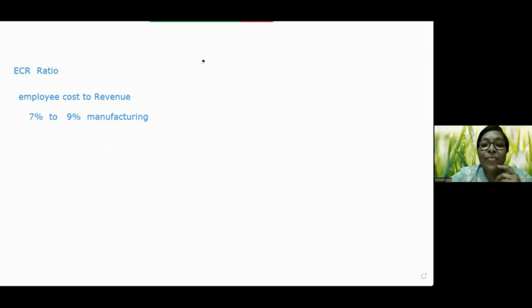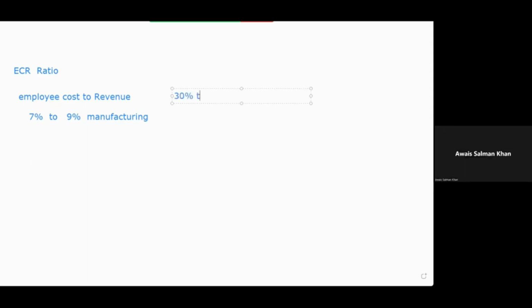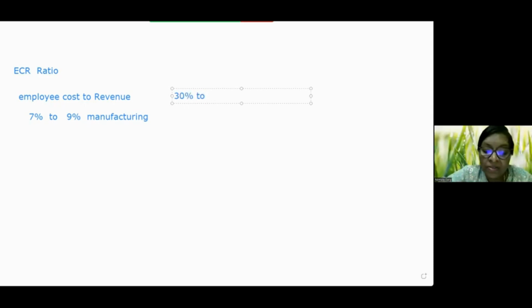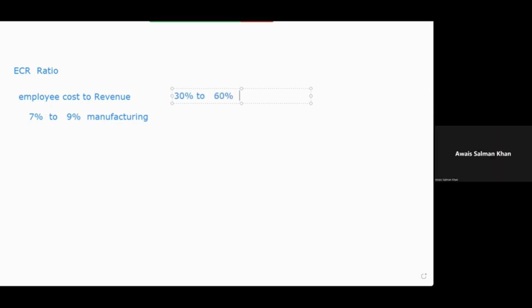In manufacturing organizations, you have machinery, raw material, etc. But in IT, you only have people to develop your products and services. So it is 30%. Overall, it would be right to say that any organization with people, the service sector, has to be aligned between 30 to 60%.